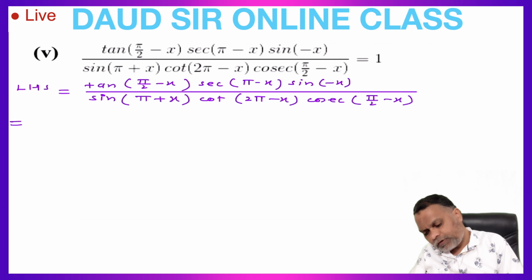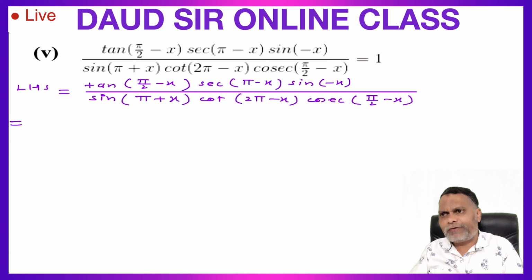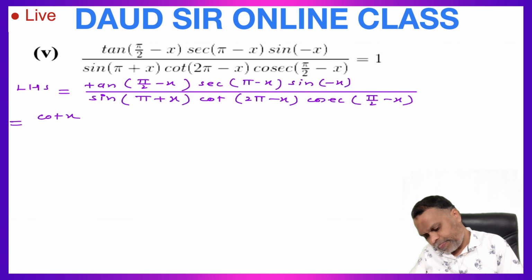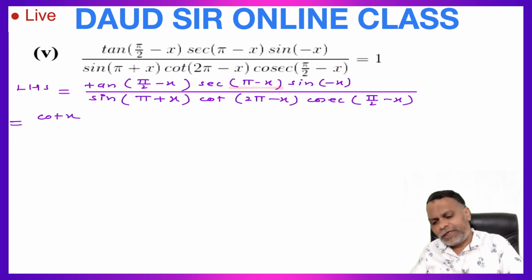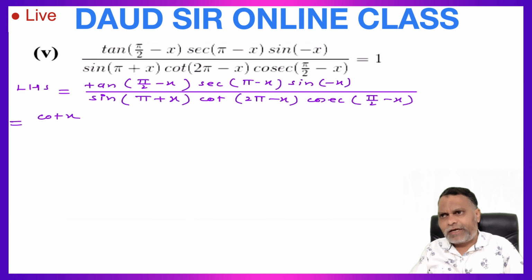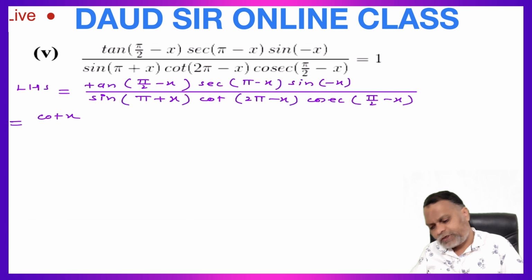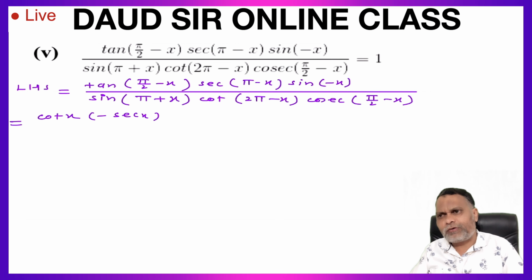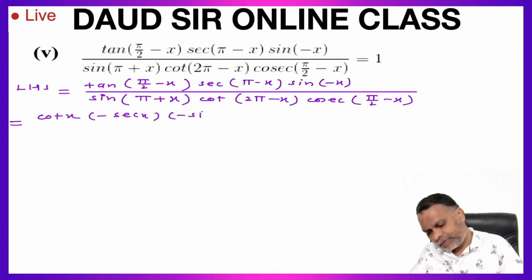Which is equal to tan(90 minus theta). 90 minus theta lies in first quadrant. In first quadrant all trigonometrical ratios are positive, so this is plus. In case of 90, change tan to cot, so this is cot x. Sec(180 minus theta). 180 minus theta lies in second quadrant. In second quadrant sine and cosec are positive, this is sec, so minus. In case of 180, no change, minus sec x. Sine(minus theta) lies in fourth quadrant. In fourth quadrant cos is positive, this is sine, so minus sine x.